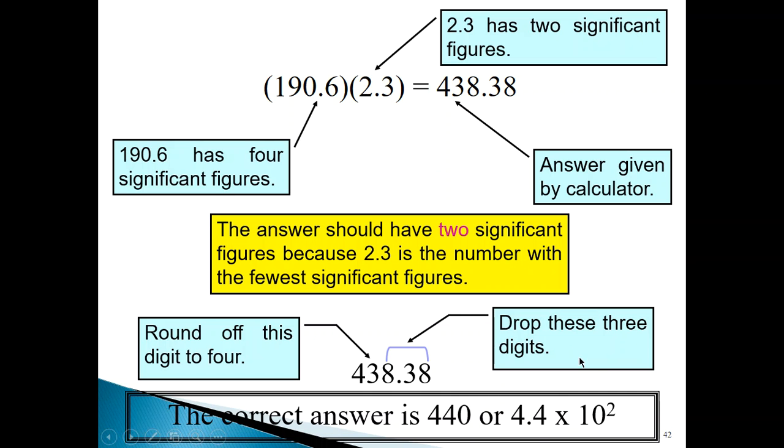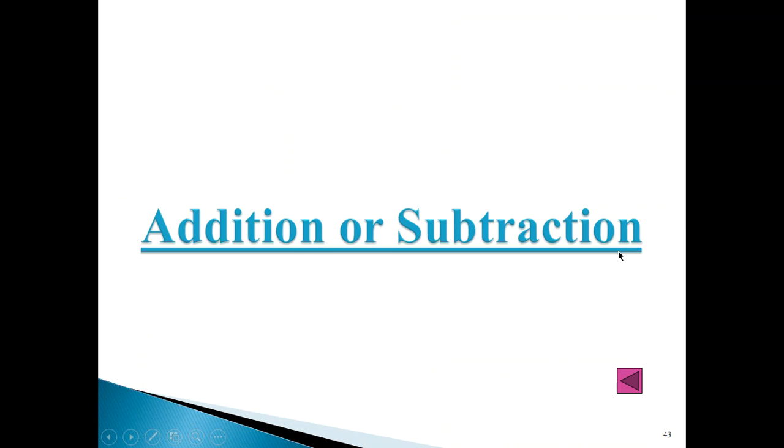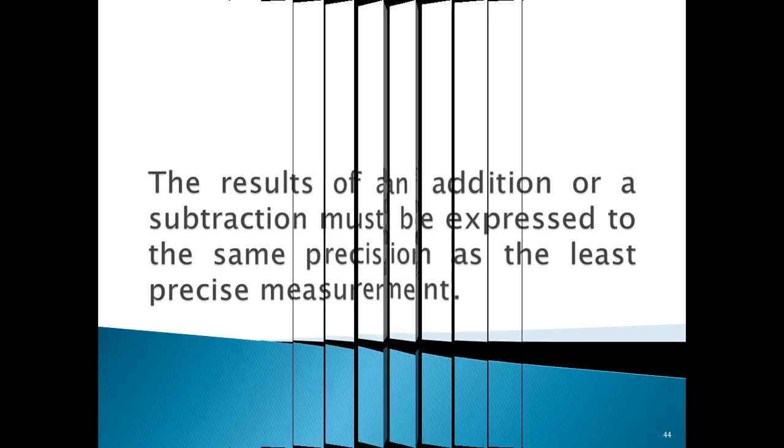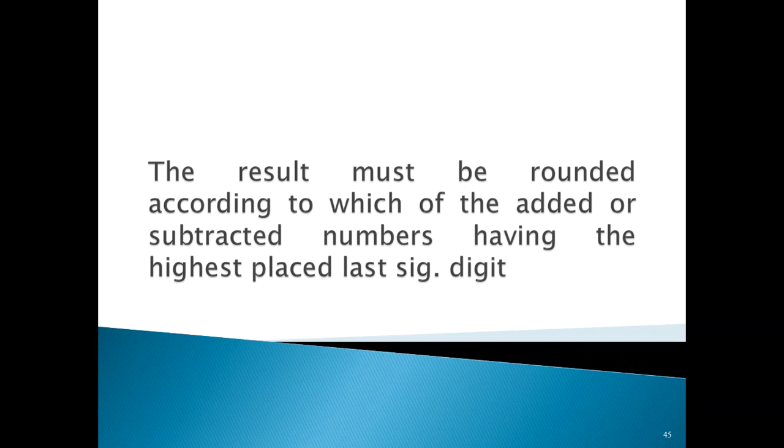All right, so that's basically how we round off when we multiply, or divide, I should say. So the next part is where we're going to look at when we add or subtract. Now, again, what we said before is true. Whatever the final result is, it must reflect the lowest precise number involved in the operation. Now, when it comes to addition and subtraction, basically what we have to do is round off the final answer according to the number involved in the addition or subtraction that has the highest placed last significant digit.